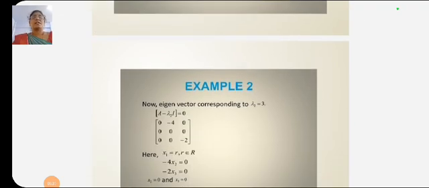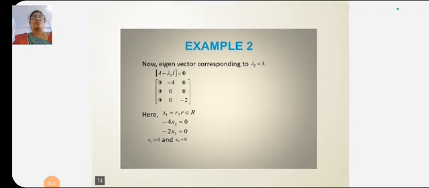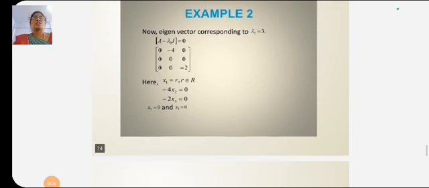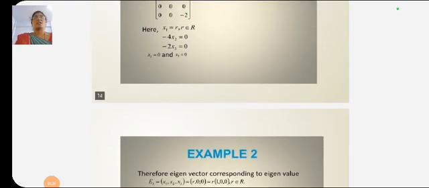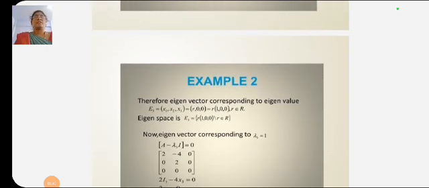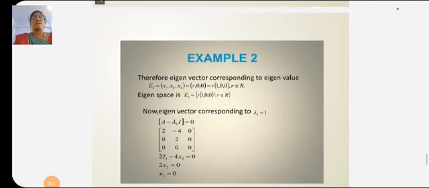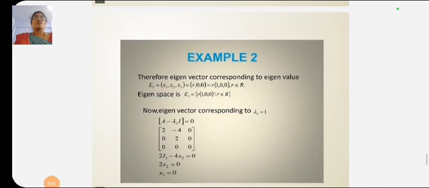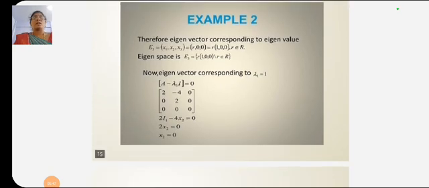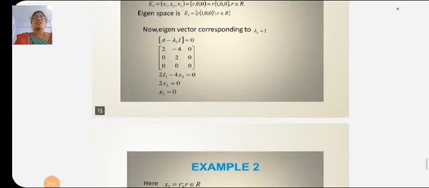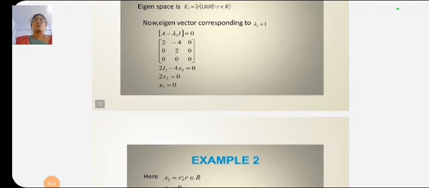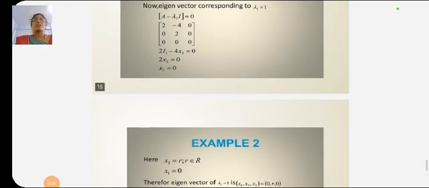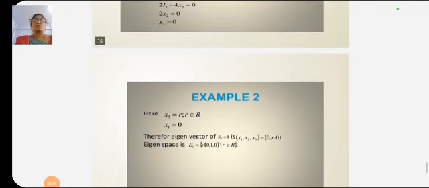Now the eigenvector corresponding to lambda 2 equal to 3: we get the solution x2 equal to 0 and x3 equal to 0. Therefore the eigenspace is E equal to r times (1, 0, 0), such that r belongs to R. Now the eigenvector corresponding to lambda 3 equal to 1: we get x2 equal to 0 and x1 equal to 0. Therefore the eigenvector is r times (0, 1, 0), with r belonging to R.